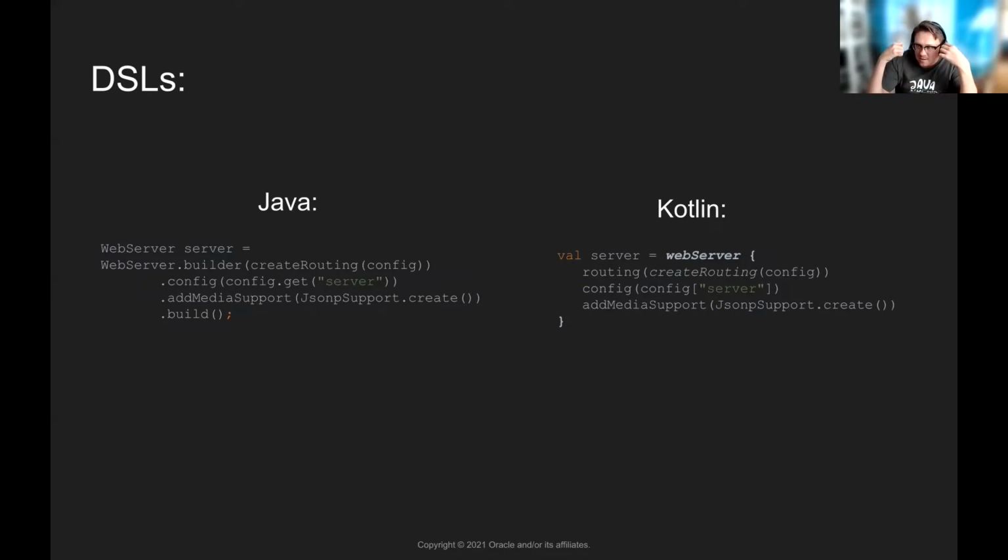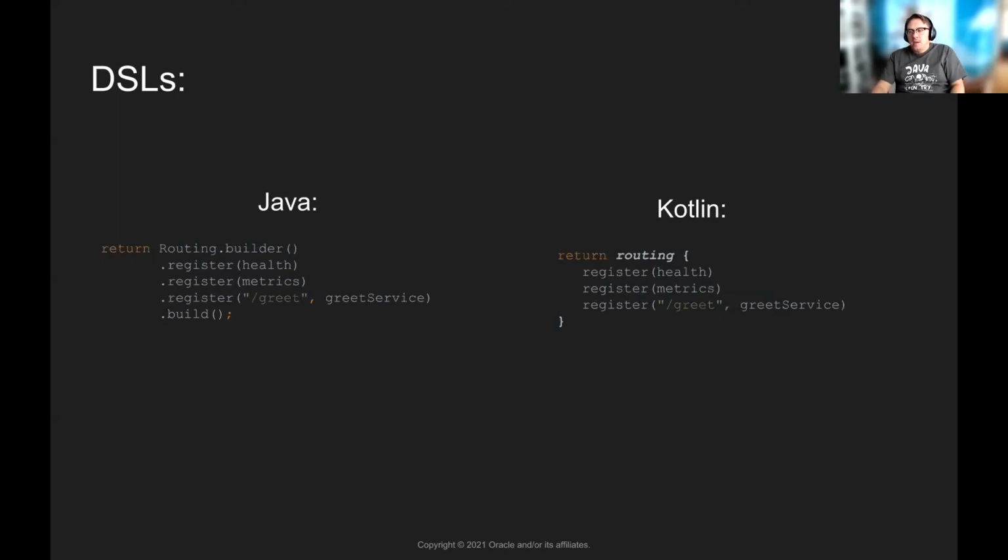Then we create a web server with just a builder, and here we have created a DSL for you where you could just write web server and write it in a more idiomatic Kotlin way. For web server, you just write web server, curly braces, and that's it. For routing, it's absolutely the same.